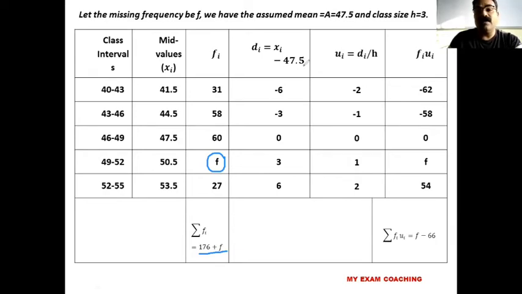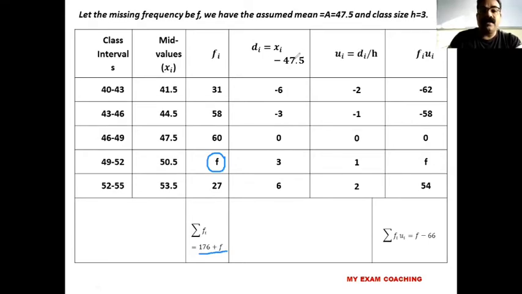Then we have the mean value given, 47.5. So what we will find out is the deviation. To find out the deviation, we have di equal to xi minus 47.5. We want to find out the deviation of all these mid values from this value. So to find that, we have the formula di is equal to xi minus assumed mean, 47.5. So when you do that, we will get all values like this.